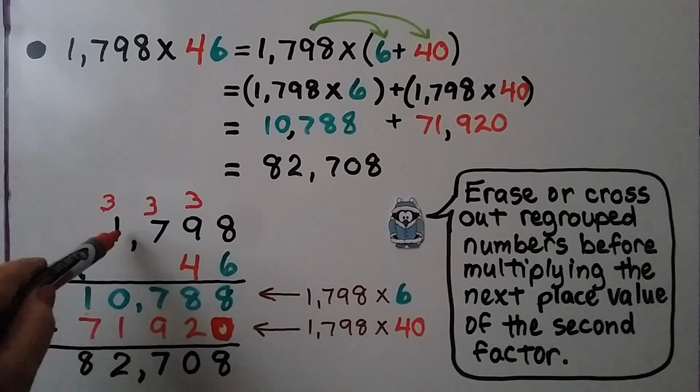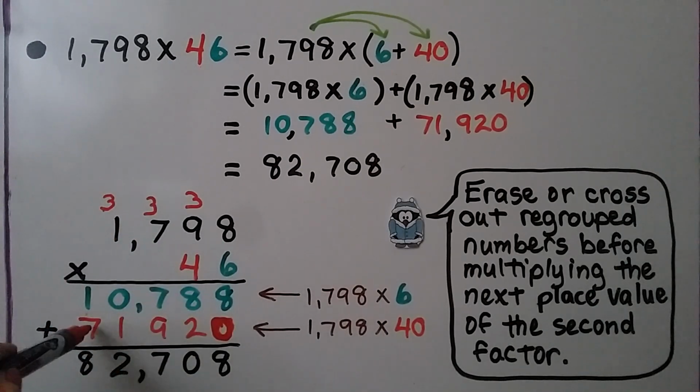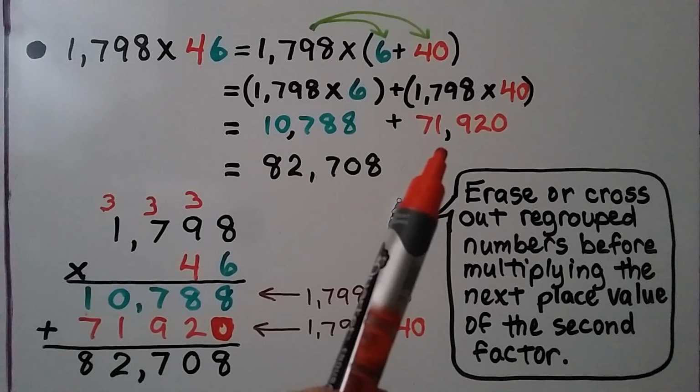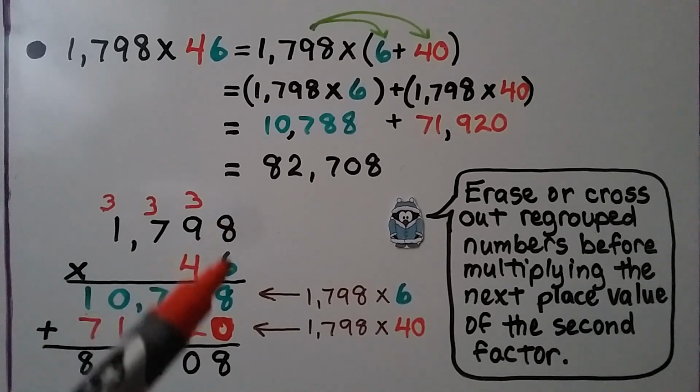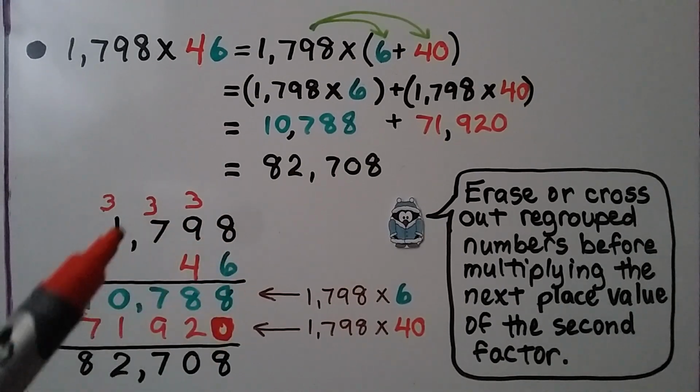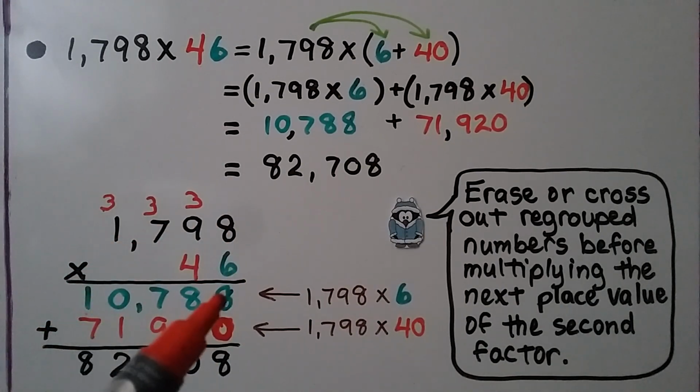Now we do 4 times 1 is 4, 5, 6, 7. We put the 7 down. So our second partial product is 71,920. We add the partial products together and get 82,708. So it's really important that when you're going from multiplying the ones to get the first partial product, that you erase these regrouped numbers.